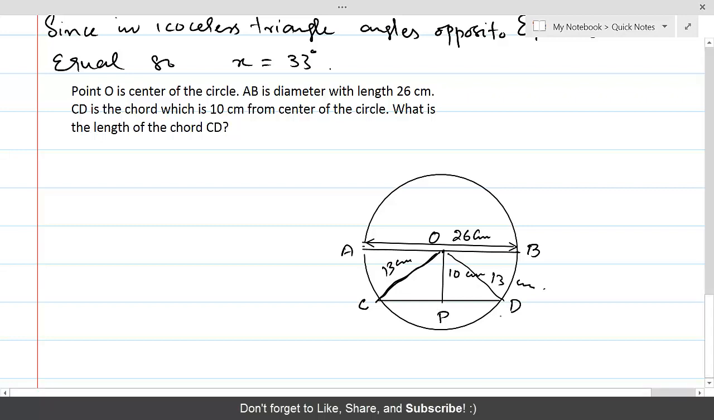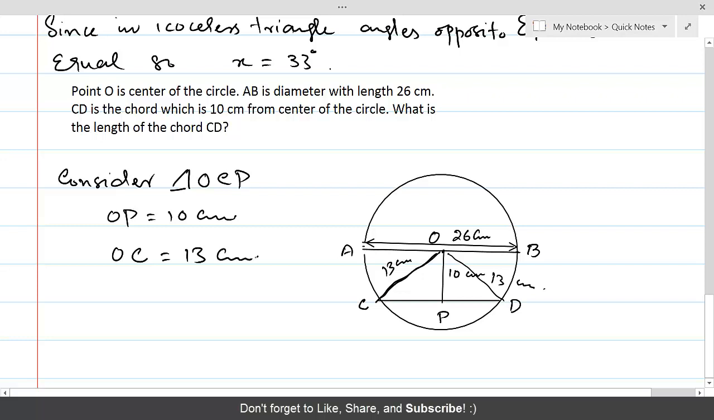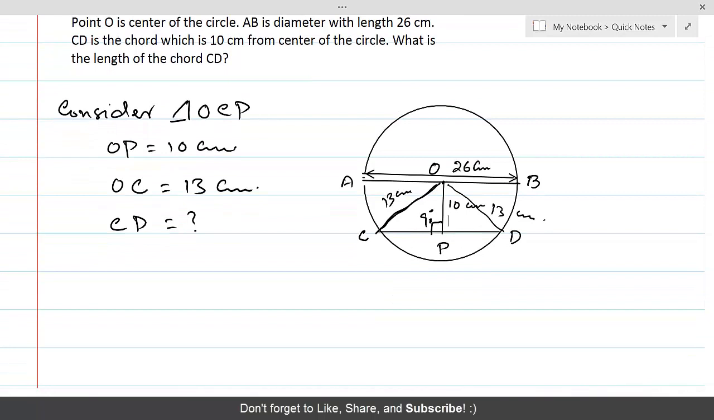Now, if we take this triangle OCP, or OPD, let's consider triangle OCP. OP, which is perpendicular, is given as 10 centimeter, and OC, which is the hypotenuse, is also given, 13 centimeter, and we don't know what CP is. CP is unknown, but one thing we know from the property of the chord is that this angle is 90 degrees.